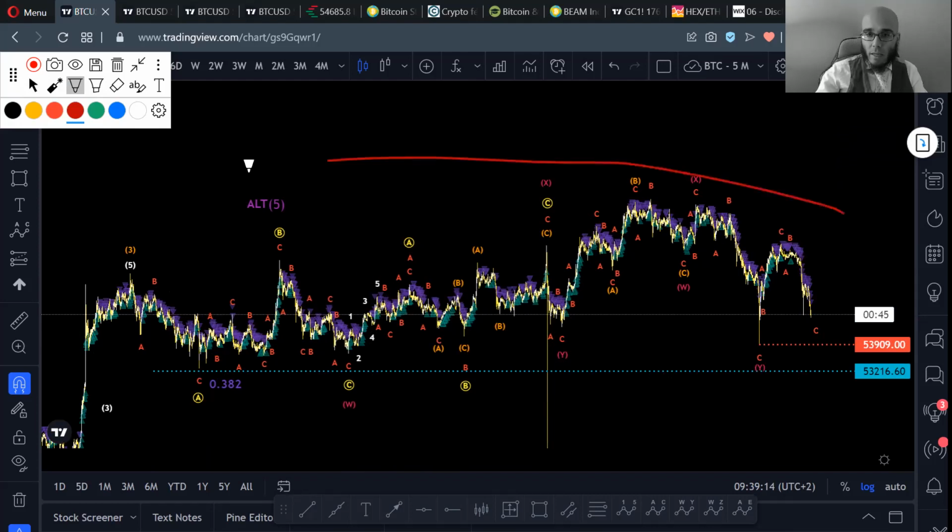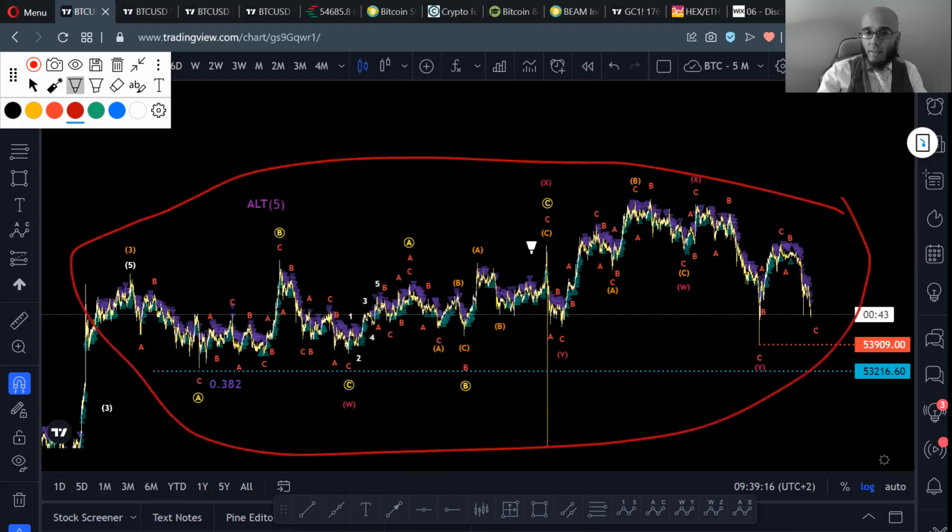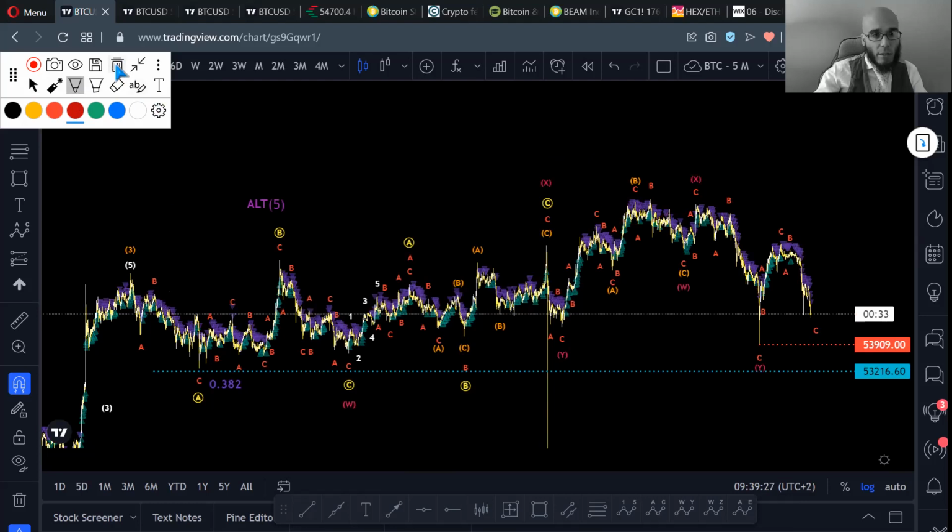is that this is a sideways correction, okay? And in a sideways correction, you get a new high, which happened here, okay? So we did get a new high. And a sideways correction goes, as the name implies, sideways. So it's not a sharp correction, it's not a zigzag, but it's certainly a sideways correction. So I'm sure about that.